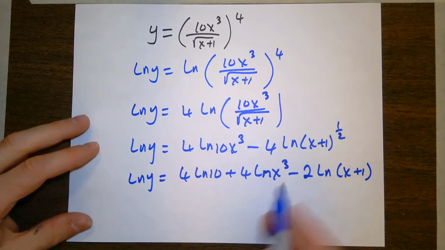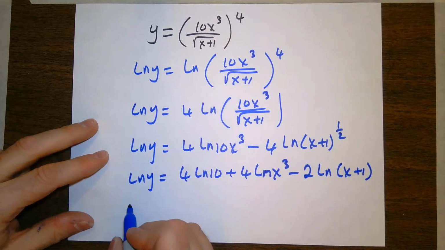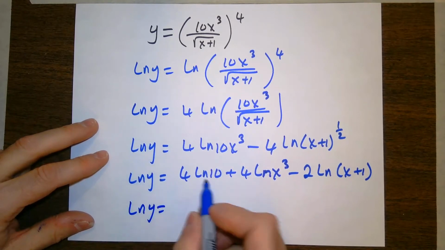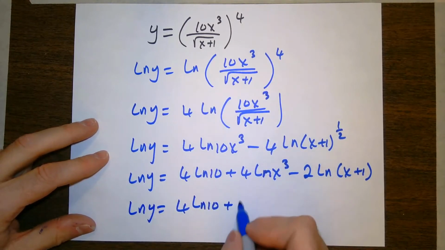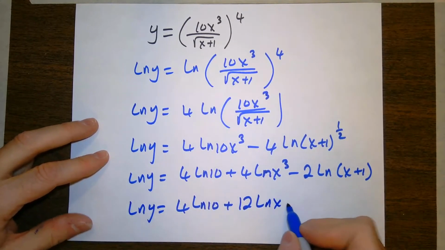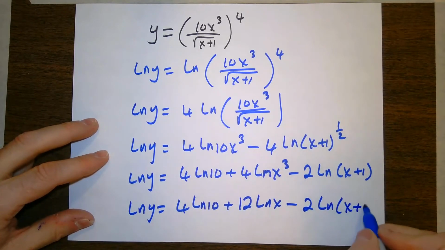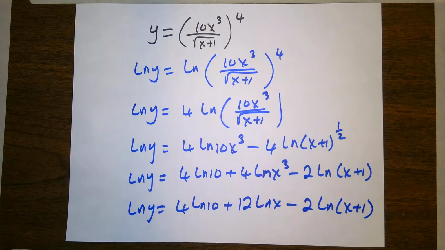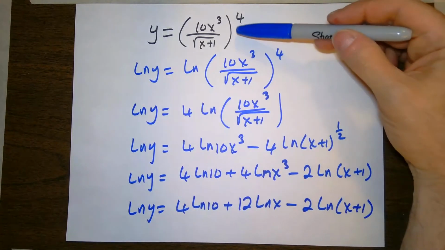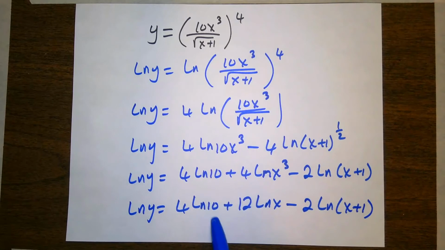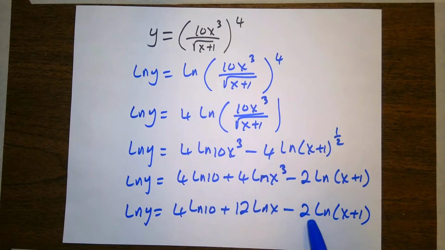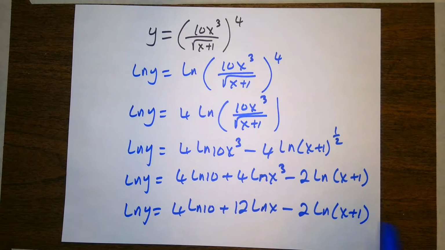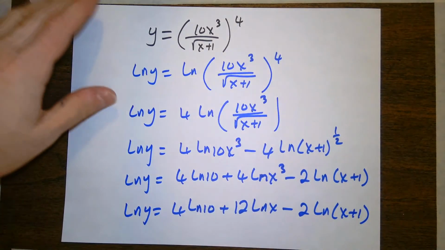I think I can do one more simplifying here, and then we'll take the derivative. Natural log of y equals 4 times the natural log of 10, there's our constant, that's going to disappear, plus 12 times the natural log of x minus 2 times the natural log of x plus 1. So now take a look at this. After we've broken it up, this was very difficult, very confusing. There's a lot of stuff going on here. Now take a look at this. I mean, I can do this in my head. I know that's going to be 0, 12 times 1 over x, minus 2 times 1 over x plus 1 times 1. All right, so let's do the derivative.